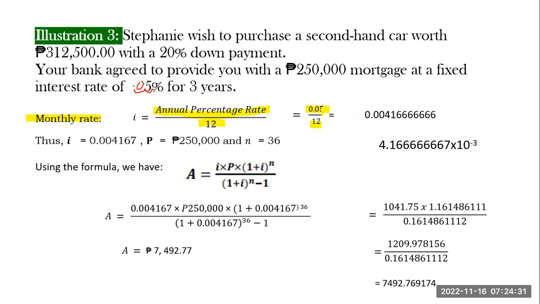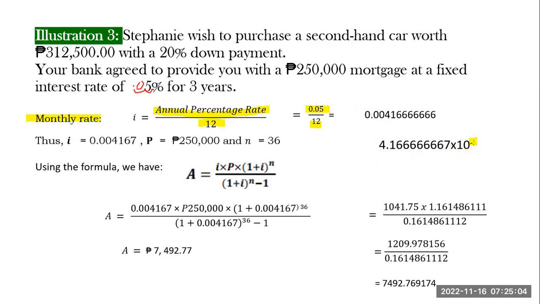Okay, so that 0.05 divided by 12, and that is equal to 0.004166667. And if you enter this one in calculator, this will be the result: 4.1666667 times 10 raised to negative 3. Okay, so remember this is in the scientific notation form. Naka-scientific notation siya.